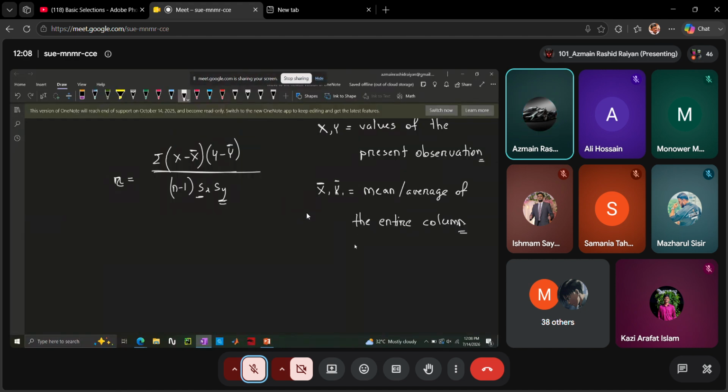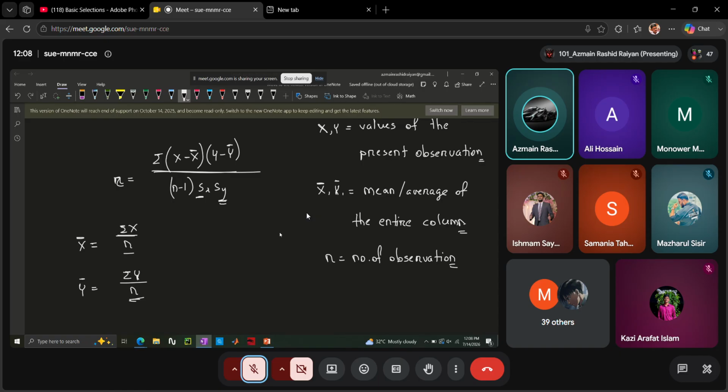So let's say my number of observations is N. So if I want to find out X bar, I will simply sum up all the values of X and I will divide it by N. Similarly, if I want to find out Y bar, I will just sum up all the values of Y and then I will divide it by N. So this is how I will find out the values of X bar and Y bar, which is the mean of the entire column.